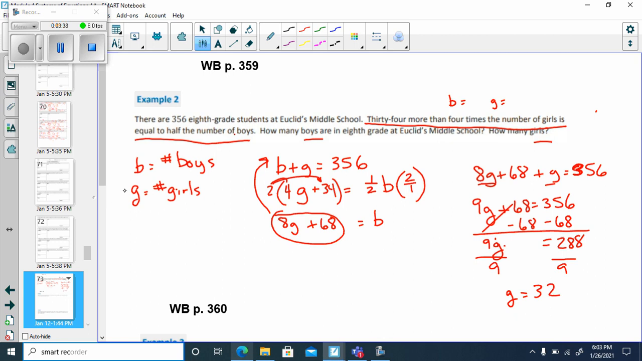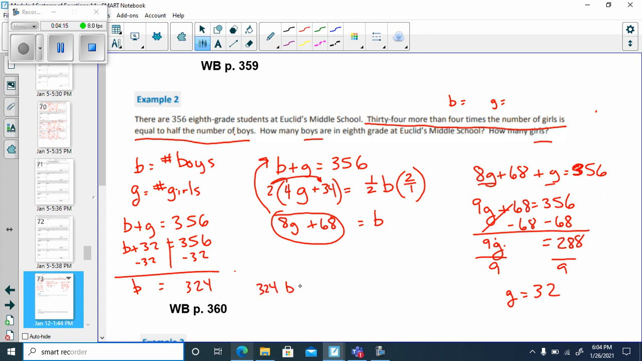Now we need to figure out how many boys. Well, we had this equation. Boys plus girls equals 356. If the girls are 32, then we'd plug it in. We'd substitute it into the equation. We'd subtract 32 from both sides. Number of boys would be equal to 356 minus 32. That's 324. So the answer is there's 324 boys. And there's 32 girls.